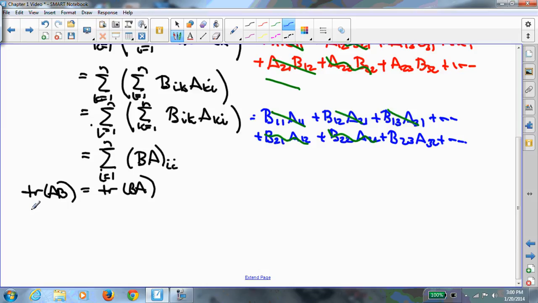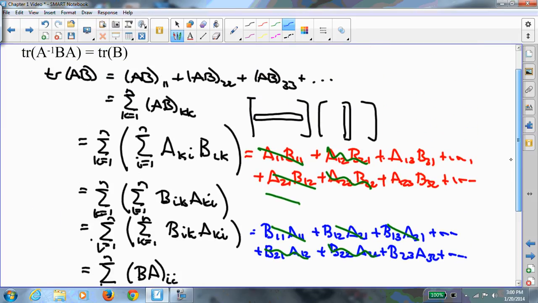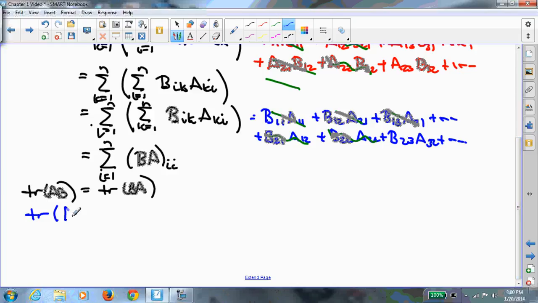So, the trace of, what did I say? A inverse BA. Now, since I have this property here, I want to try to use this without having to go into components. I know the trace of AB equals the trace of BA, so I want to set this up as a product of two matrices and then rewrite the order of multiplication. So how about I rewrite this as the trace of A inverse times B times A, since multiplication is associative.